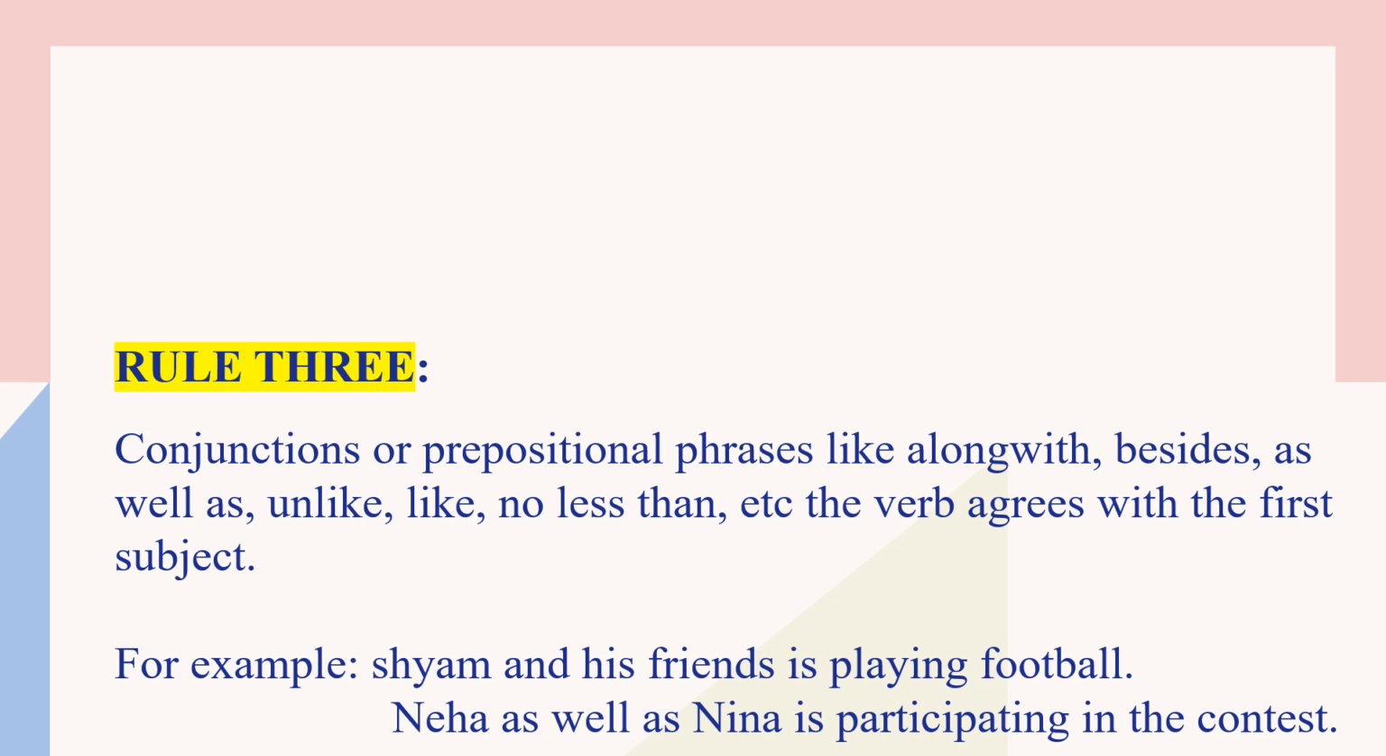Not Shyam and his friends are playing football. That is wrong actually. The right way of saying it is Shyam and his friends is playing football. So the verb agrees with the first subject, Shyam here. Because of which it is: the verb is, not are. The same way, Neha as well as Neena is participating in the contest. So Neha as well as Neena is participating in the contest.